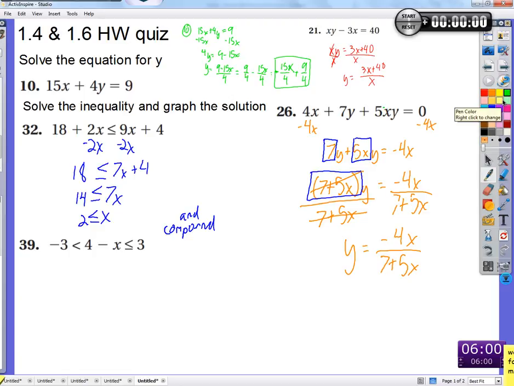No ideas? What's the first step? Yeah, what's the first thing you do? Subtract 4. Okay, subtract 4 from here. Subtract 4 from here? Yeah. What about this?